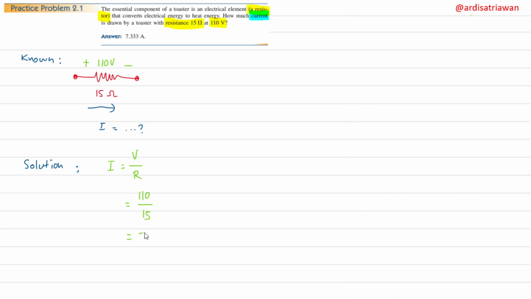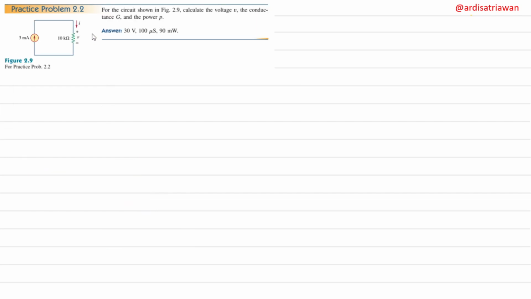Okay, now we have 7.333, and the unit is ampere, because this is voltage and this is ohm. So we will have 7.333 ampere here, and you can check that that is exactly the same as our answer here. Okay, now this is for practice problem 2.1, and let's move on to the next problem, which is practice problem 2.2.